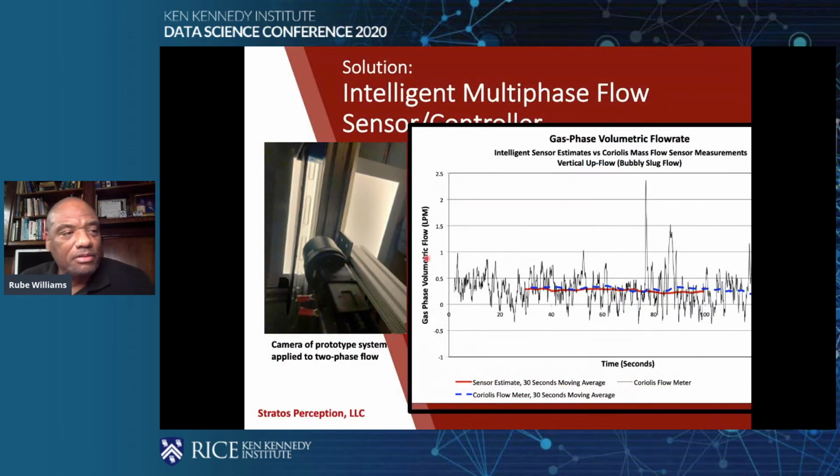Here's another example of a plot. In this case, we're looking at the data in the lab where we were measuring the liquid and vapor flows using Coriolis flow meters. We're looking here at the gas phase flow on the ordinate axis versus time. And we're comparing that, using a 30-second moving average, with the sensor. And we're pretty close in agreement, within a few percent.